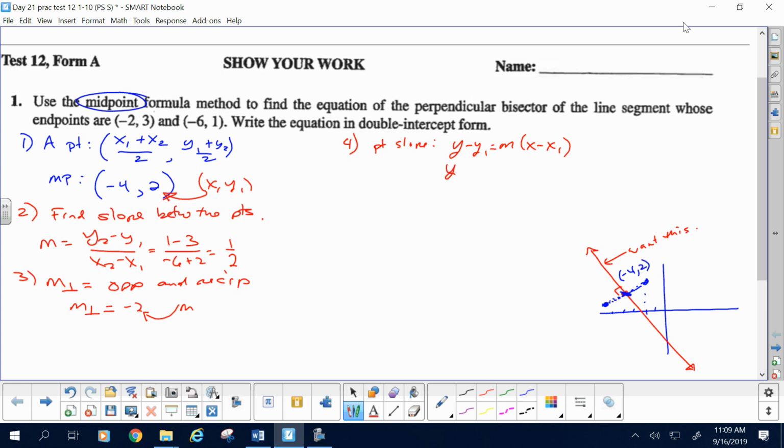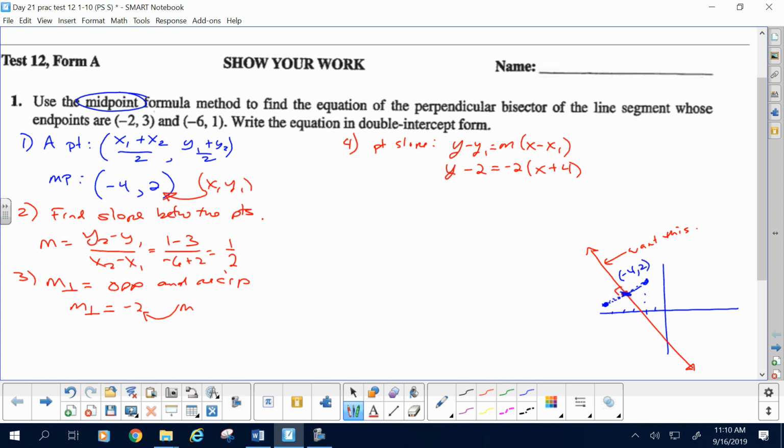You follow? So plug into the point slope form, y stays y, and in y1 you put 2. Y minus 2 equals, what's the slope of the red line, not the original line, but the perpendicular? Is it 1/2 or negative 2? Negative 2. X stays x minus, what's the x1? Negative 4, so x minus negative 4 is x plus 4. That is the equation of that line in point slope form.